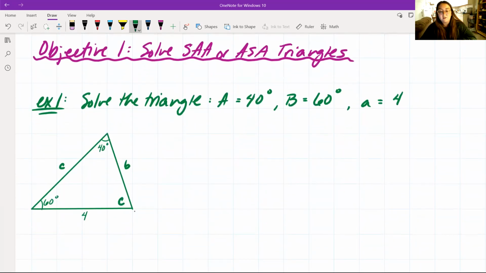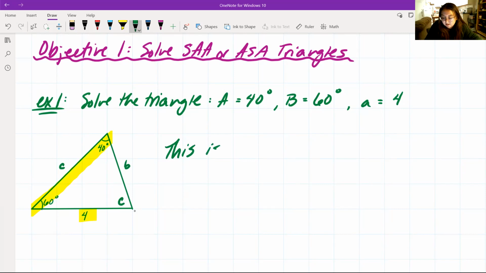All right, objective 1, solving an SAA or ASA triangle. For example 1, we want to solve the triangle where A is equal to 40 degrees, B is equal to 60 degrees, and lowercase a is equal to 4. In this problem, we are given two angle measurements and one side. We have one angle measurement that is connected, and then we have the angle measurement that is opposite. This means that we're dealing with a side-angle-angle triangle.